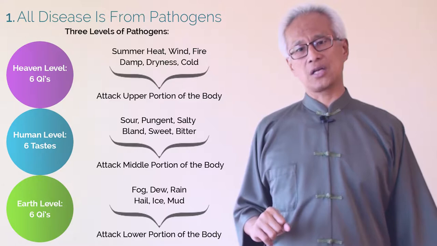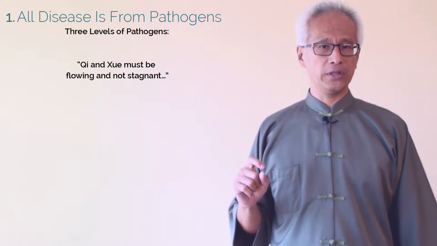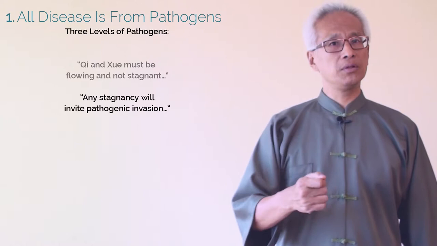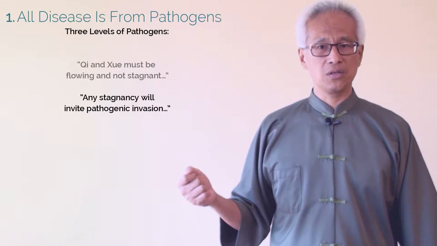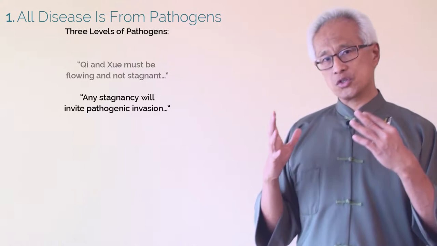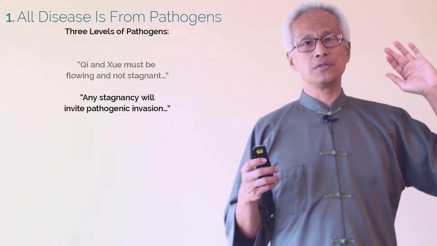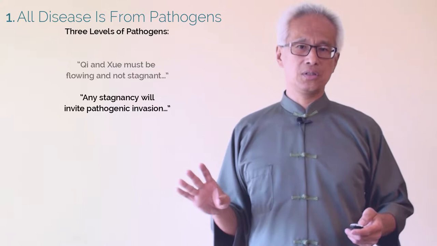And he says that qi and blood must be flowing and not stagnant. Anytime there's any stagnancy, this will invite pathogenic invasion. It's almost like you open your front door and say, come on in and have a party in my house. That's basically what happens. So qi and blood must be flowing. Therefore, you will see a lot of treatment he has is to get rid of these blockages of qi and blood caused by pathogens. By eliminating the pathogens, the qi and blood flows, and when qi and blood flows, disease disappears.